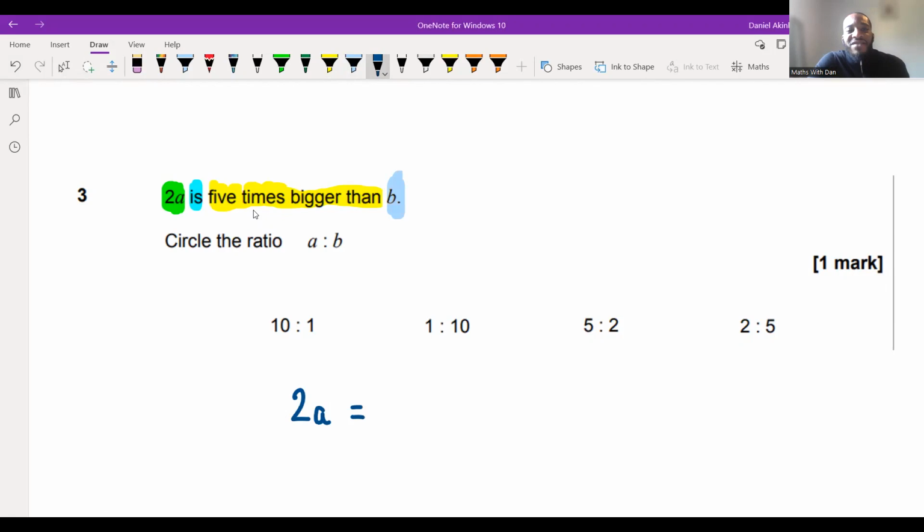And then it says 5 times bigger than b. 5 times bigger than b. What does that mean? Well, that just means 5 times b, doesn't it? Right? Or we can write this as just 5b, can't we? Yeah. So now I've got this here.